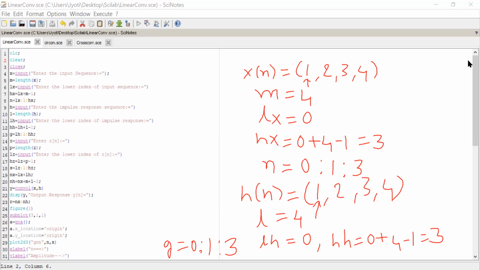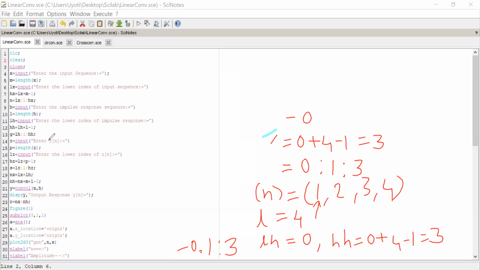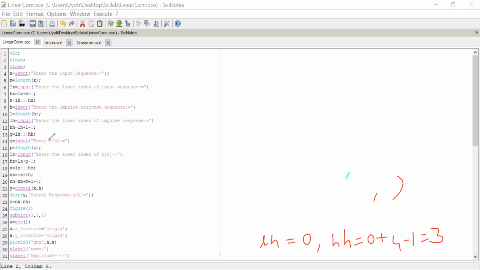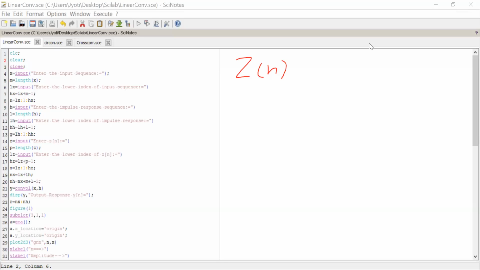Then, I have taken a third sequence also, because we need to verify the properties. For verifying the properties, we require 3 signals. Therefore, I have also taken a third signal. Z is equal to input, enter z of n. Whatever value you take, enter that value. For that, it will calculate the linear convolution of the given sequences. Suppose I take z of n also as 1, 2, 3, 4. That is the third sequence.